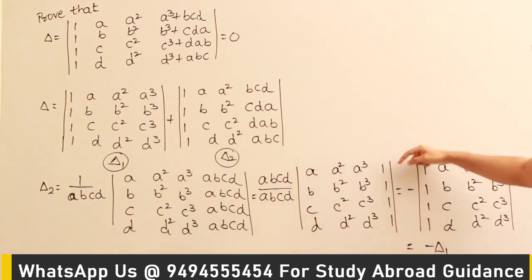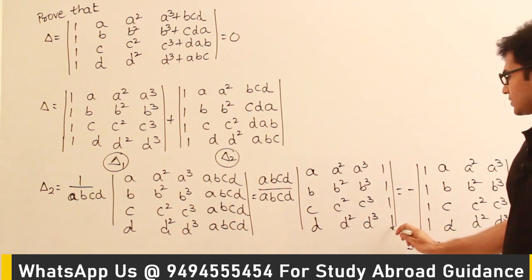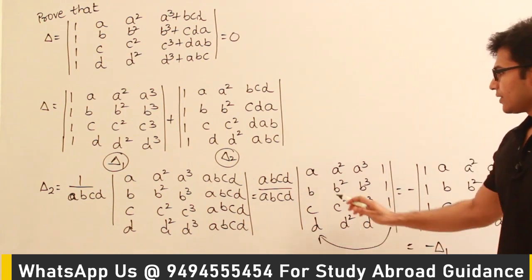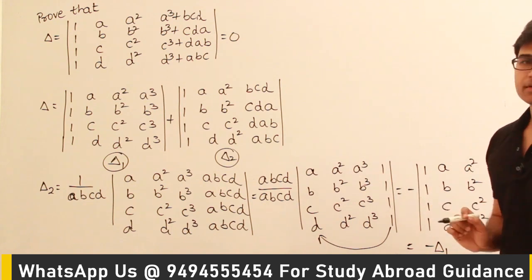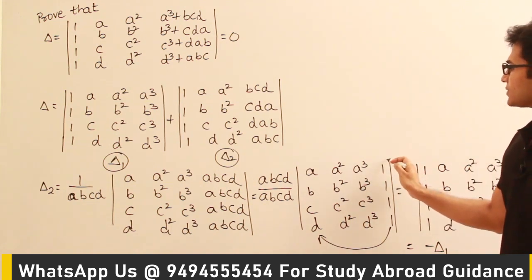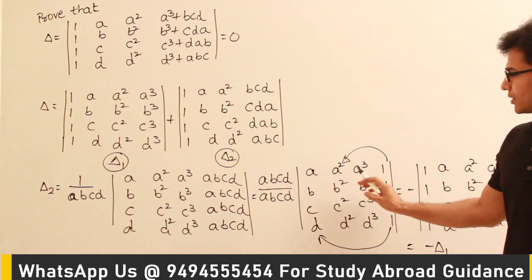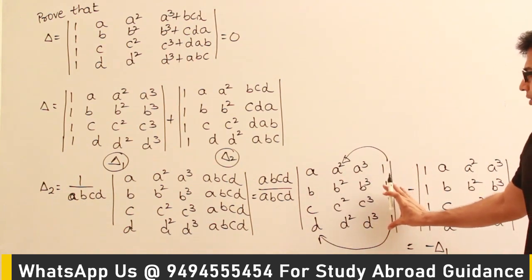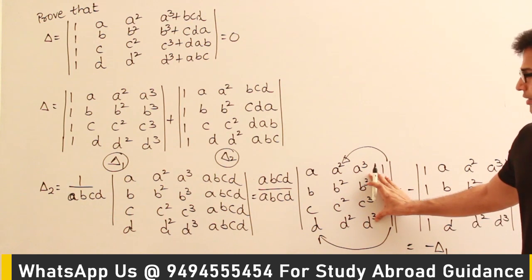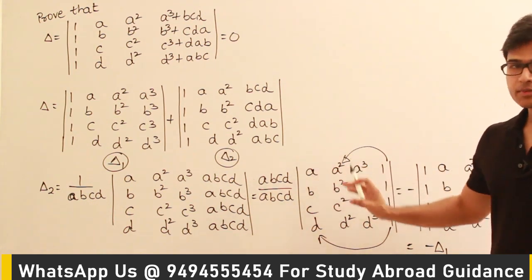Okay, so first exchange, I'll exchange this one with this, right? Then what happens, all A's will come here, right? And then I'll exchange this one with this, which means ABC with A square, B square, C square. Then A square, B square, C square will be here, and A cube, B cube, C cube will be here, and first two will be same.